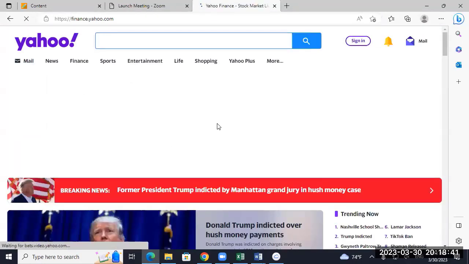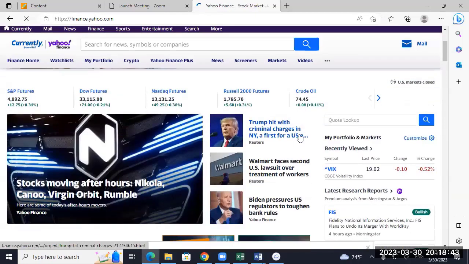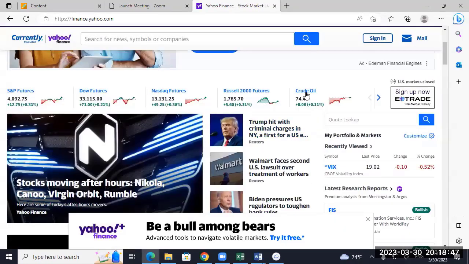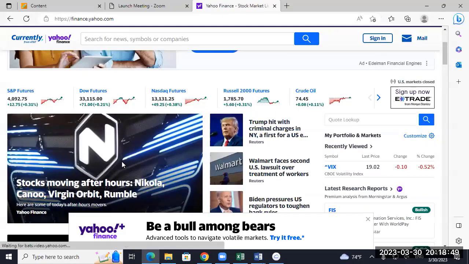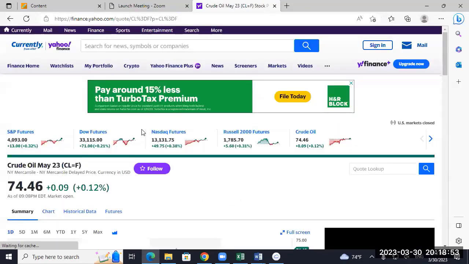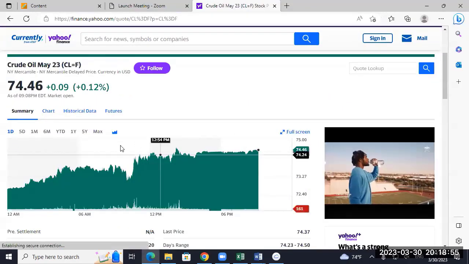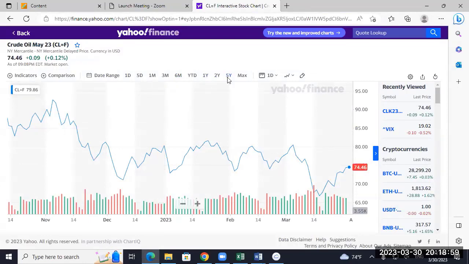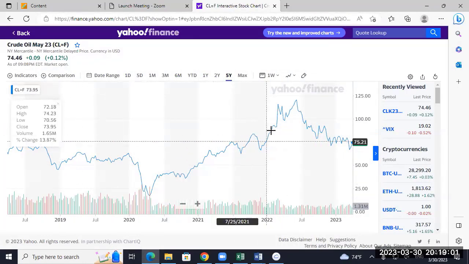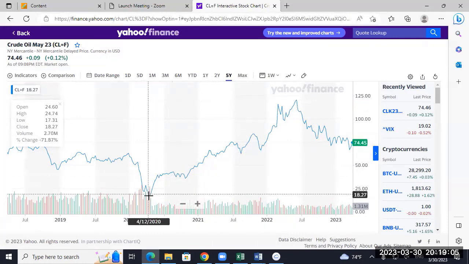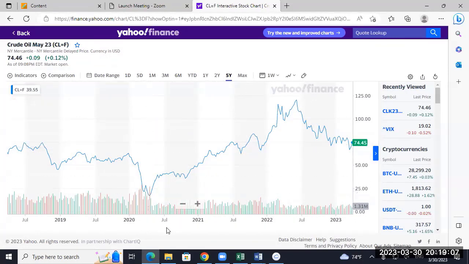So oil prices right now, $75. What's an honest 5-year forecast for oil prices? They got up to 120. They got down to 18. That's in the last 3 years.